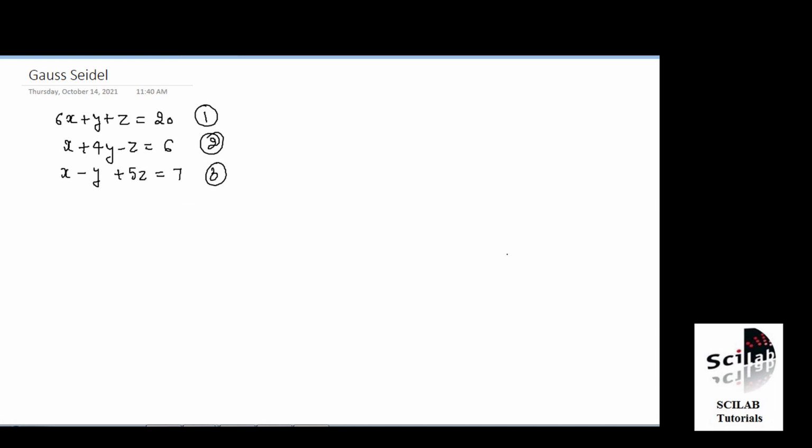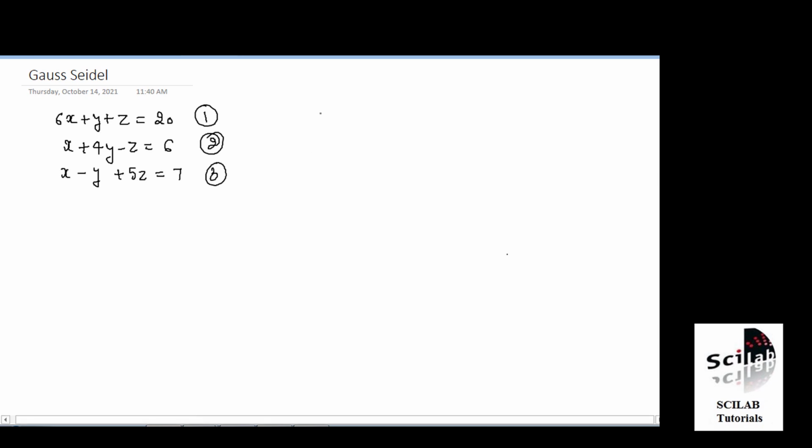So good morning everyone. Today I am going to solve the system of linear equations using the Gauss-Seidel method, and for this I have considered three equations. Equation 1 is 6x + y + z = 20. Equation 2 is x + 4y - z = 6, and equation 3 is x - y + 5z = 7.